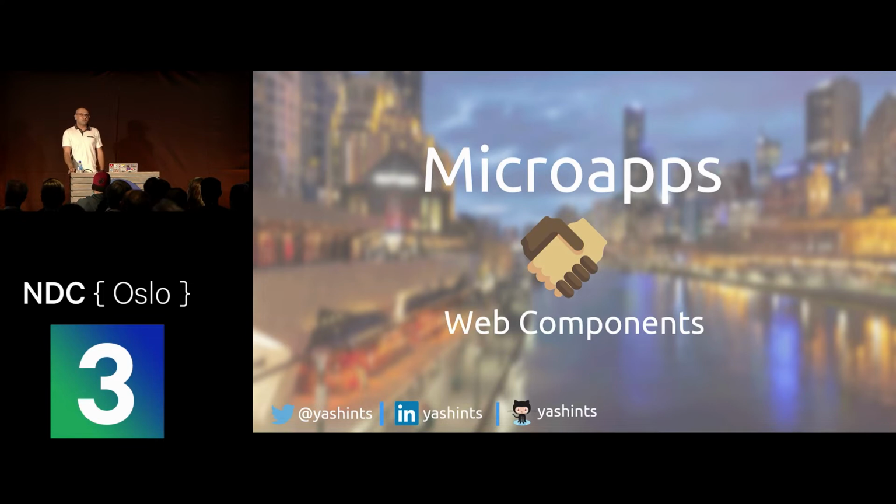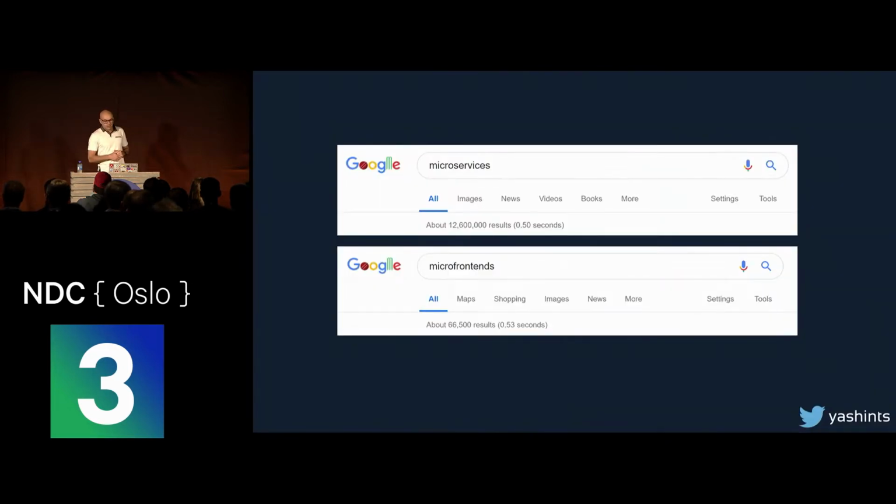So macro frontends or macro apps are not a framework, not a library, it's a technique. It's a way to structure your front end in a way where it gives you all the goodness of microservices in the front end world. However, when it comes to statistics, it's not that popular. And there is a reason for it. It's way damn hard to implement.